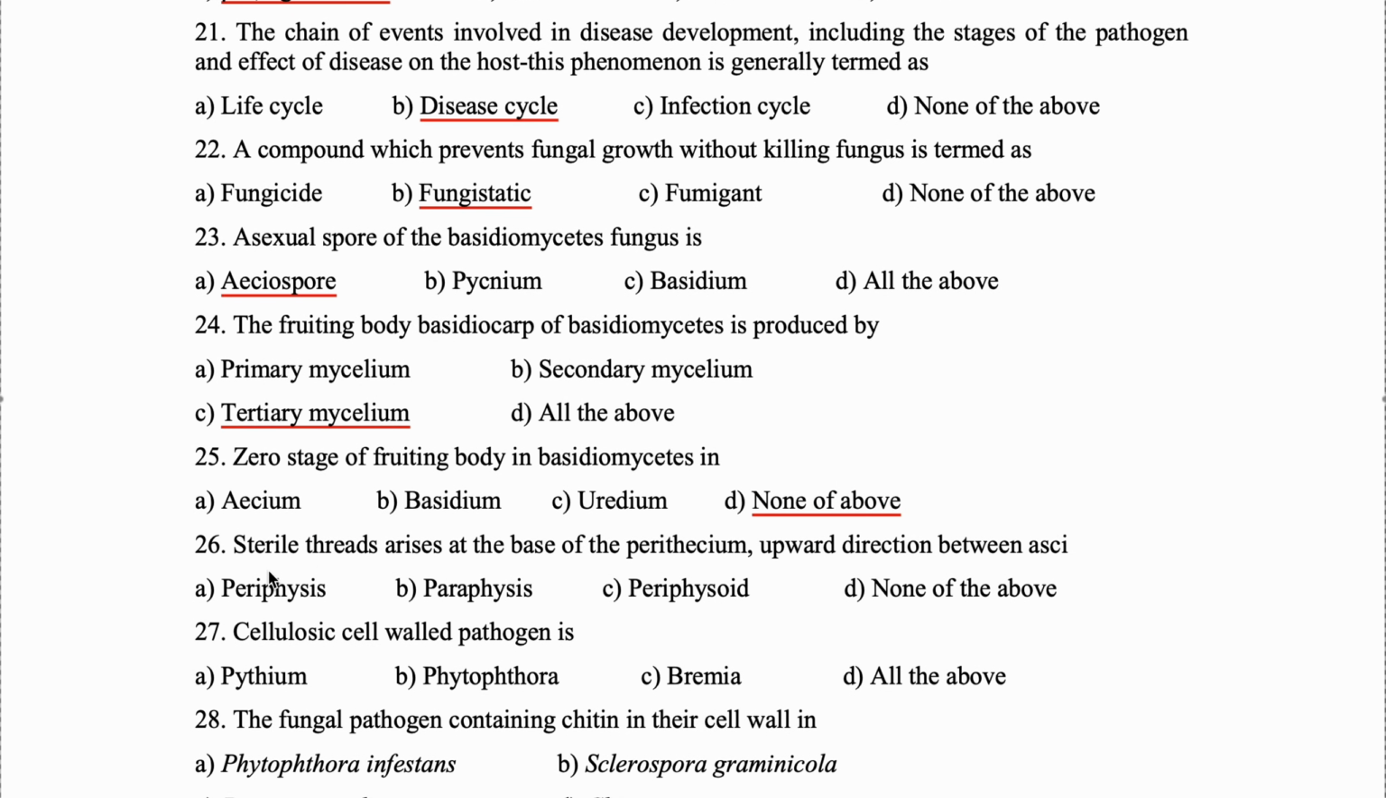Question 26. Sterile threads arise at the base of the perithecium, in an upward direction between the asci. At the base, we get to see paraphysis. Question 27. Cellulosic cell wall pathogen. Cellulosic cell wall means what? They belong to Oomycetes.